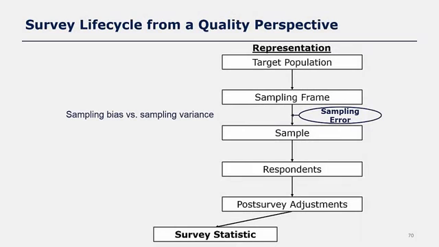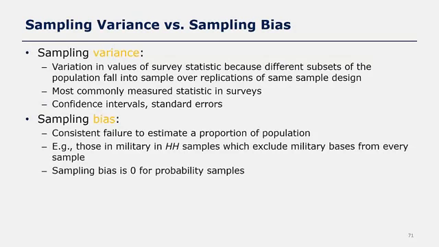Sampling error. Interesting to think of sampling bias versus sampling variance. Here too, sampling variance is just the pure variation from one realization of a sample due to slightly different cases being in each of the samples that are sampled from the population. This is most commonly measured in statistics. In surveys, confidence intervals and standard errors give us a quantification for that source.